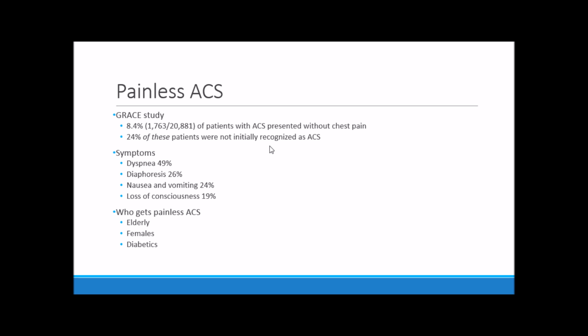So who gets this? The elderly, females, and diabetics. So in the elderly, females, and diabetics, beware. They may not come in with chest pain. Almost 10% of them didn't. So what do we take from all this, from those likelihood ratios and from the GRACE study? What we take is that no single element of the chest pain history is powerful enough to allow the clinician to make decisions according to it alone. It's helpful, but alone it's not good enough.